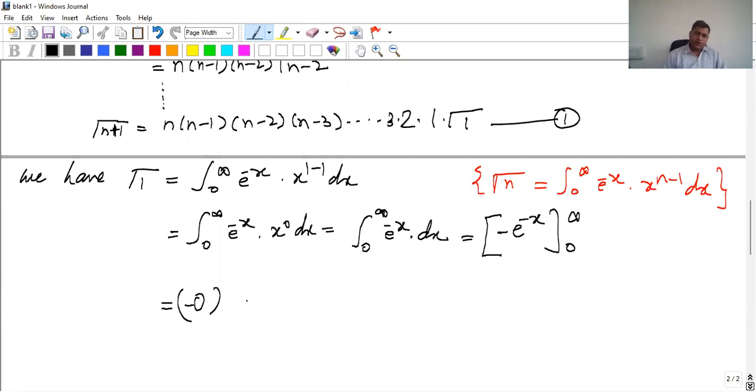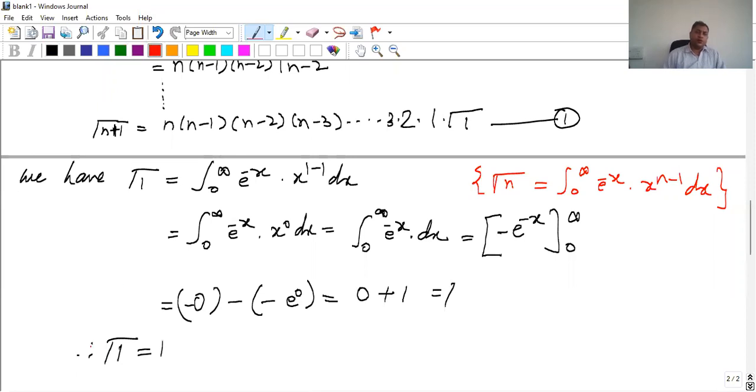And then we are using the lower limit, so it will become minus, and this is minus e raised to 0. Because if I put x is equal to 0, then this will become minus e raised to 0. So what we get here is 0 minus minus plus 1. So it is going to be 1. So we got gamma of 1 is going to be 1.